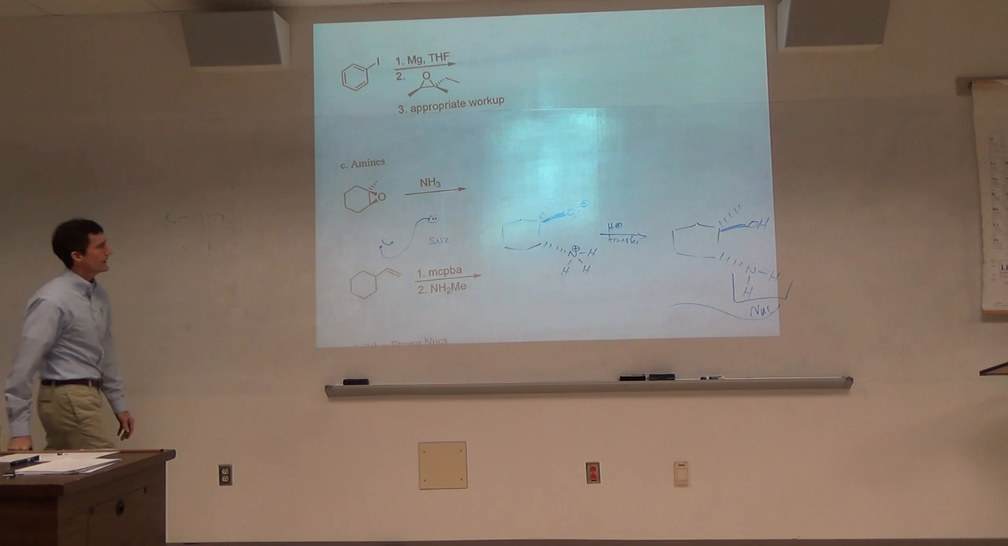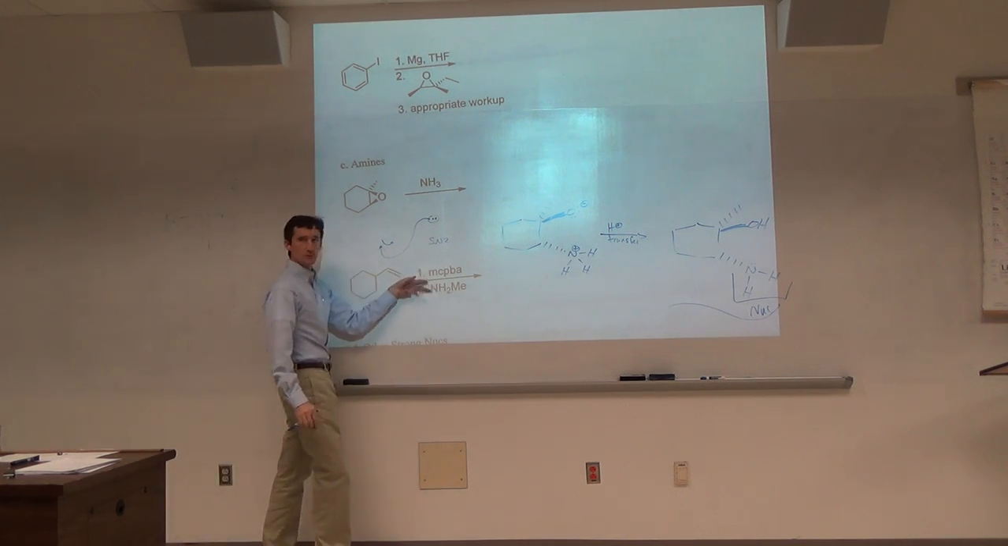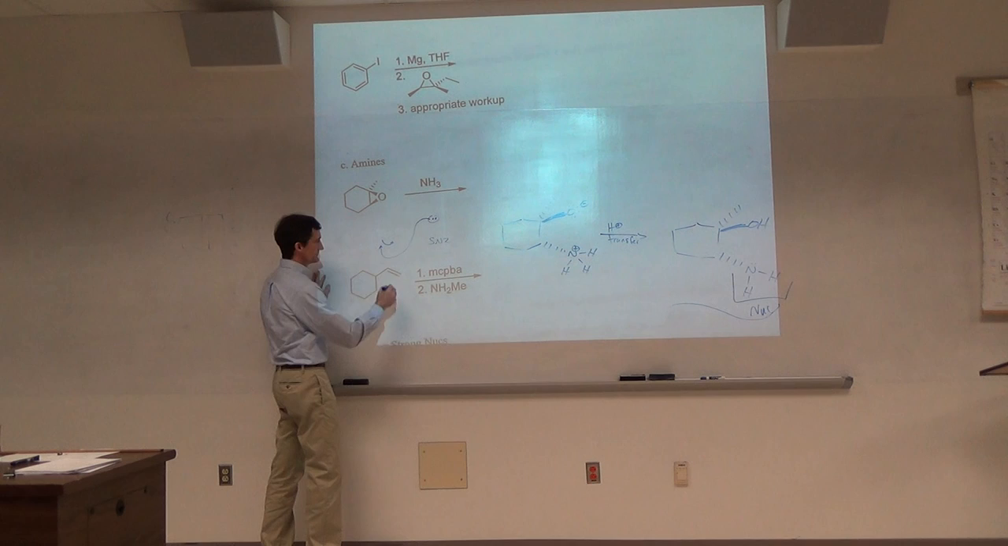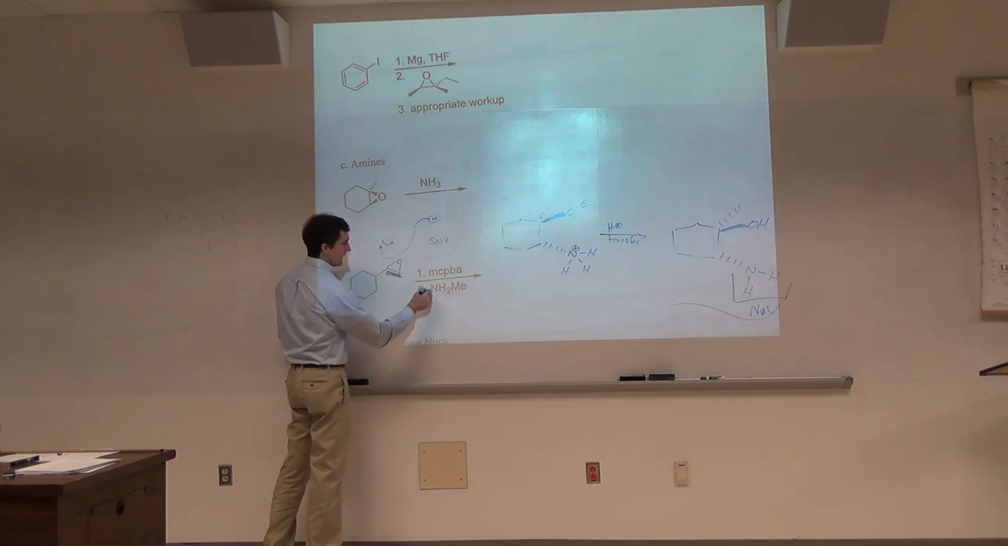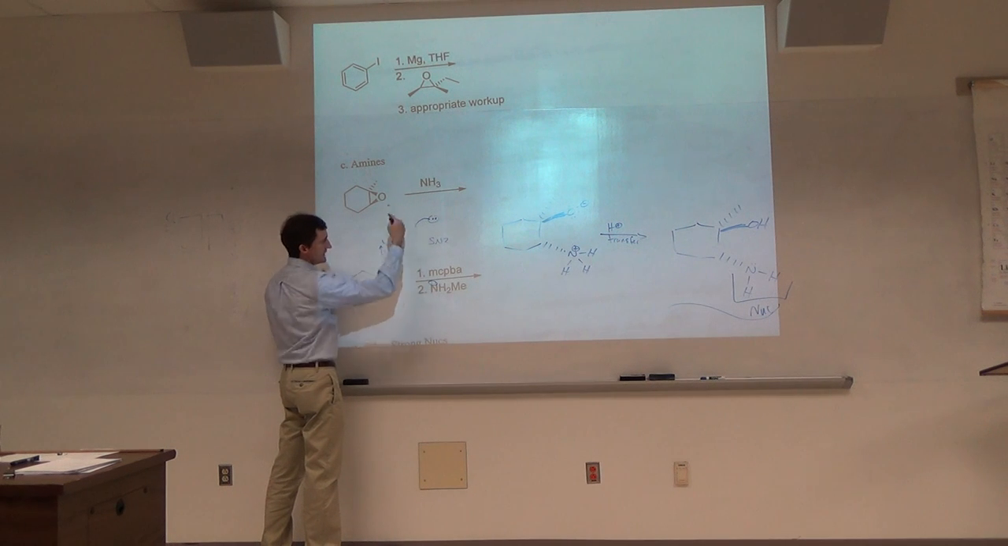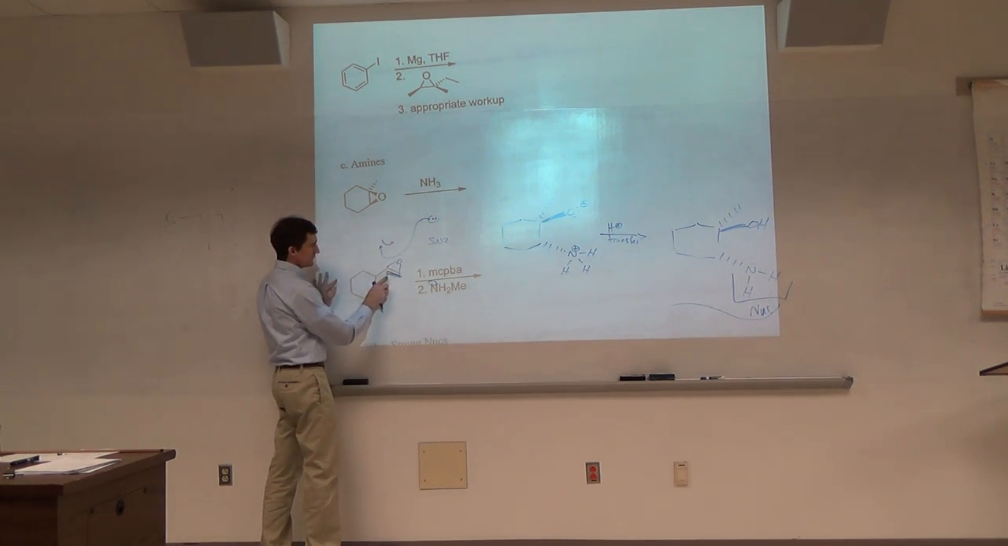Well, below, it's the same thing, except we're just doing 2 steps. What does MCPBA do? It makes the epoxide, right? And then this is nitrogen, yeah? Just like that, except it's got a methyl. Which carbon do you want to attack, left or right?